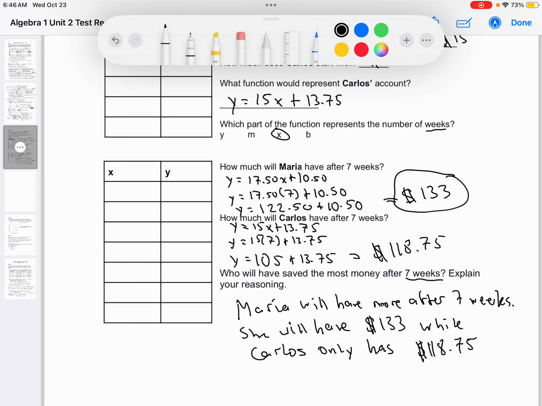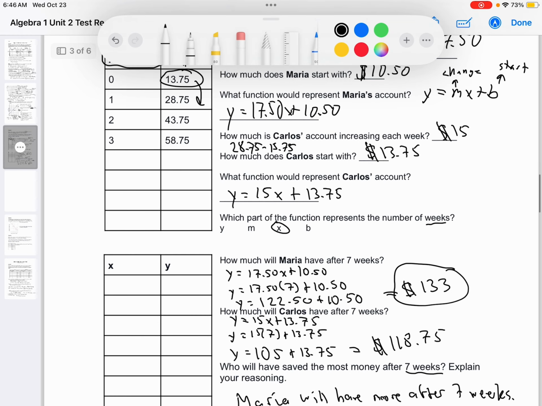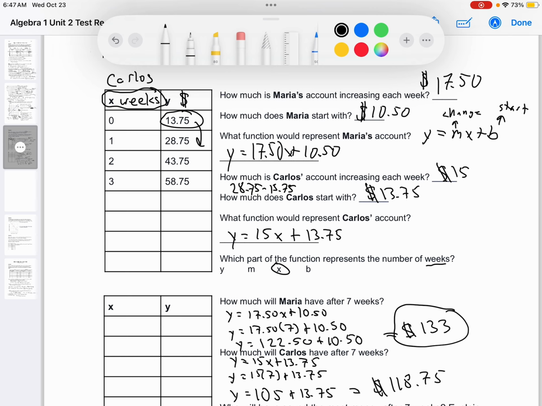Now this is not the only way that you could solve it. I'm going to show you another way using the tables. This way is helpful for us if we're trying to find really big numbers. But when you have a number like 7, 7 weeks is not that many to calculate. We can find that from the table. So if we look at Carlos's table, we found that every week he's putting in an additional $15. So every week, this amount is going up by 15. So if we just extend his table to 7 weeks, we can keep on adding 15 to the previous amount, and that'll give us how much is in his account each week.